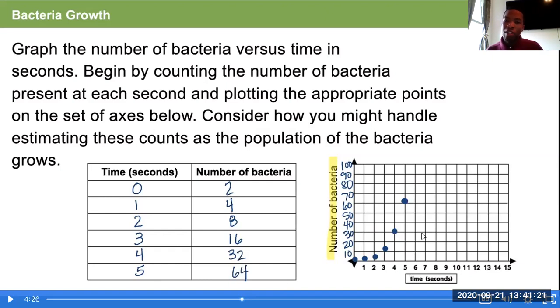All right? So I want us to look at this. So she said at 5 seconds was 64. So 5 and 64 would be around there, right? So then that's where that point is. This is an exponential graph. All right? That right there is an exponential graph. Let's continue.